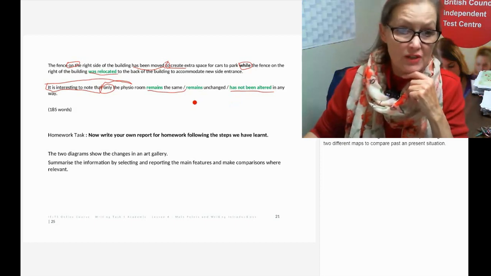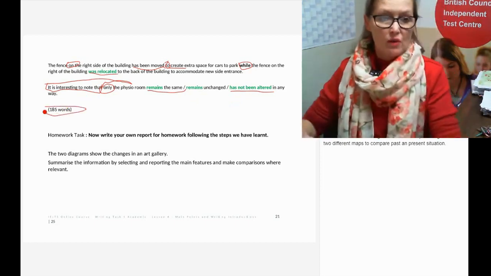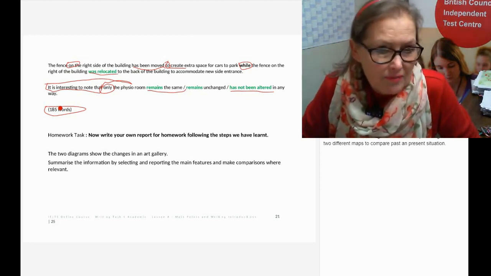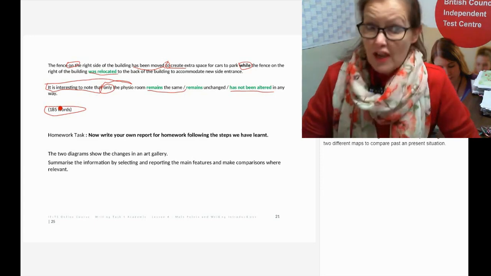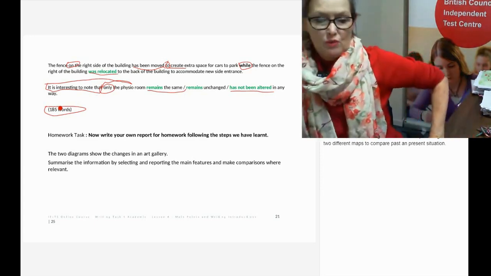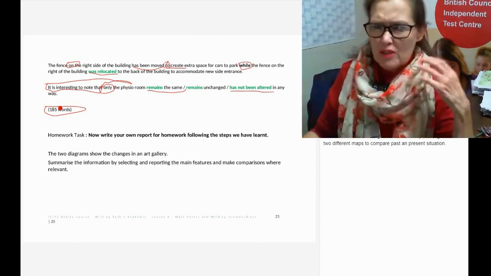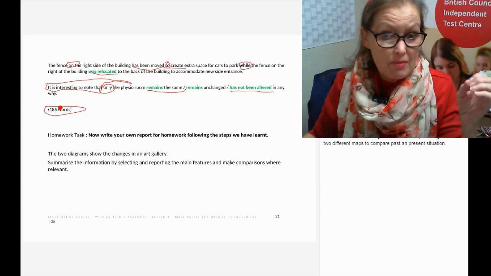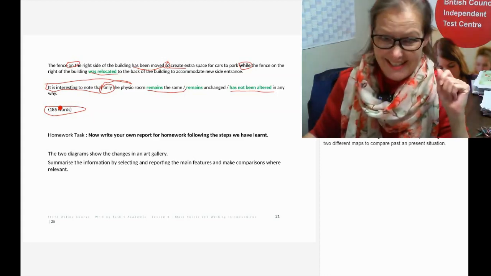And there I've got 185 words, which is good. That's a good amount. It's still 35 words over my 150 words, but as I said, it's very easy to get your word count up. We don't want to write over 200. Remember, the more words you write, the more place you've got for mistakes.